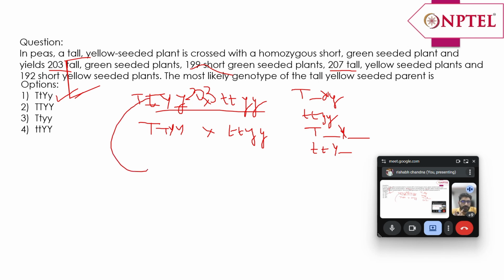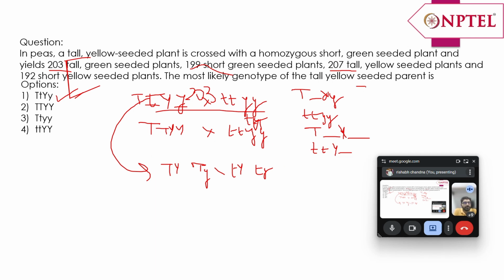Okay, so for the first one, it will form four gametes, that is capital T capital Y, capital T small y, then the last one would be small t capital Y and small t small y. Okay, and from the recessive parent, we will have only one gamete, that is small t and small y. Okay, so if these particular gametes fertilize with this particular gamete, then four types of offspring would be formed.